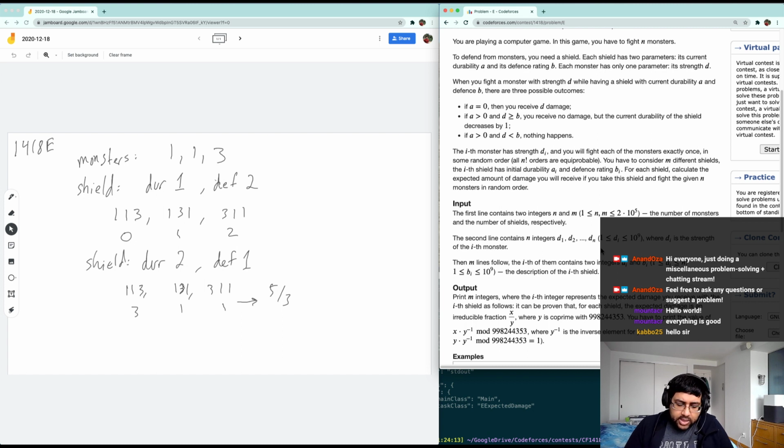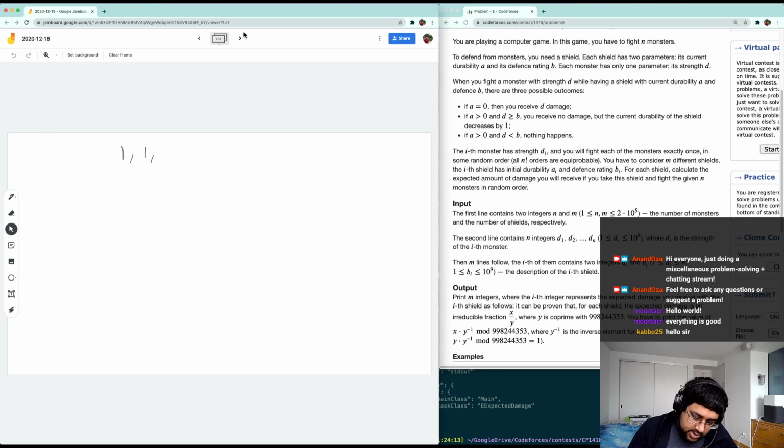So I think for a given shield, okay, so this is like the simplest way to think about it, where you just consider every ordering of the monsters. Now the way that I want to think about it, I'll start a new page, is I want to figure out how much damage each monster will do to the shield.